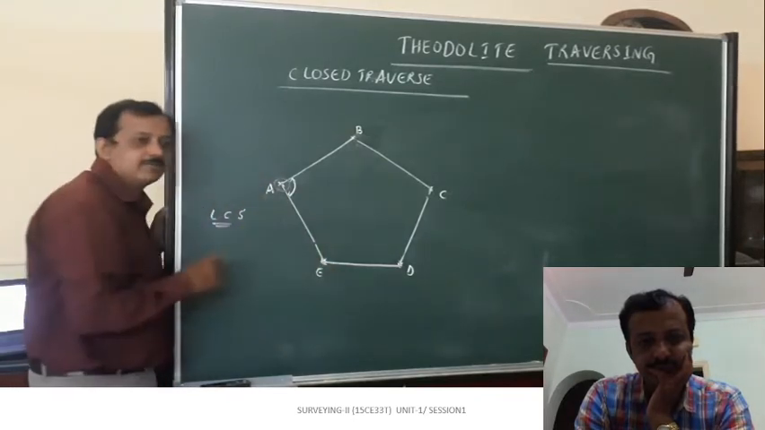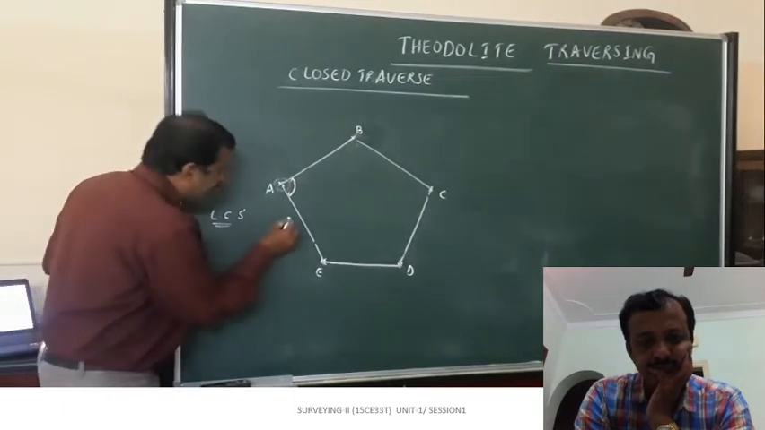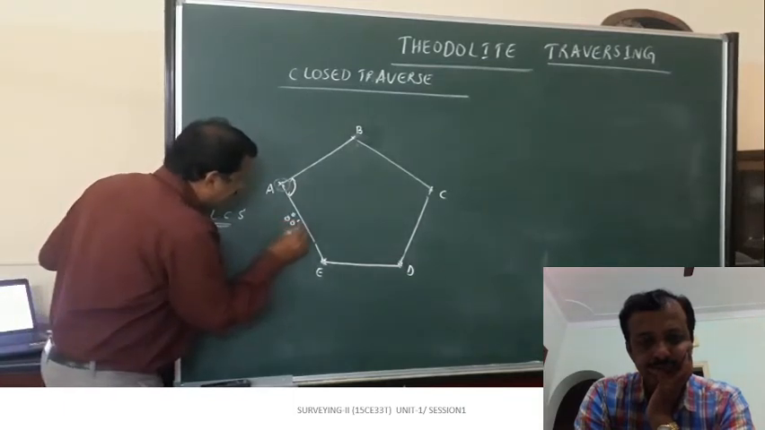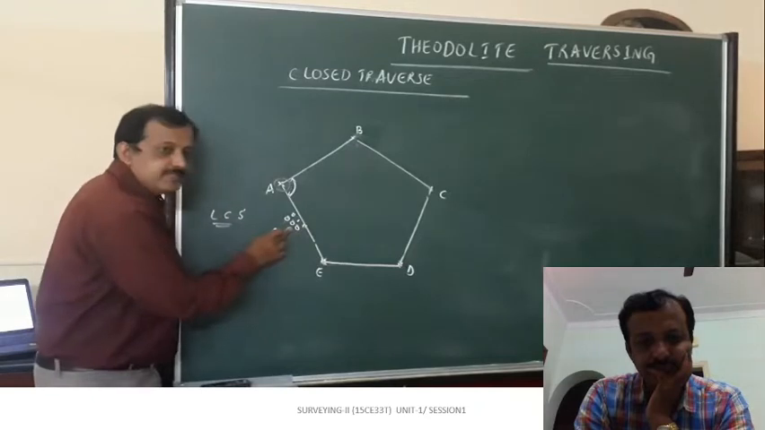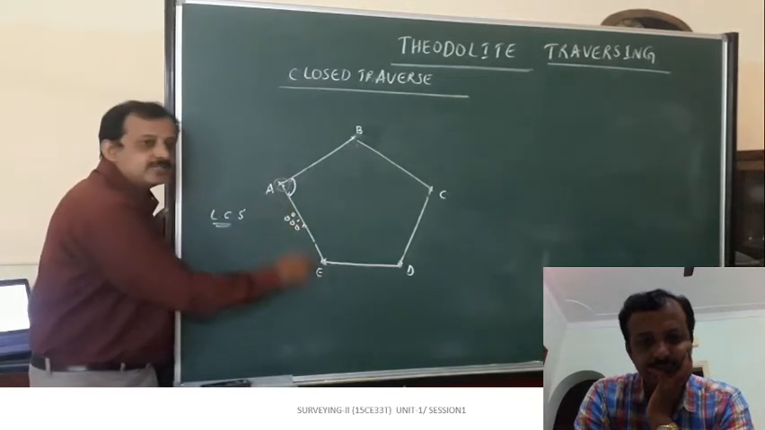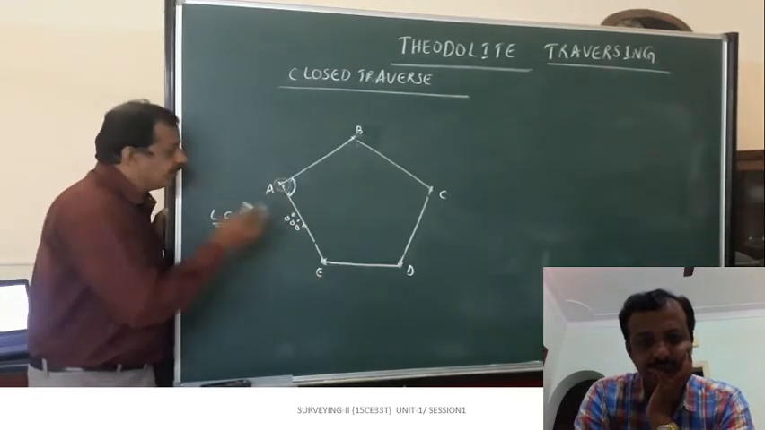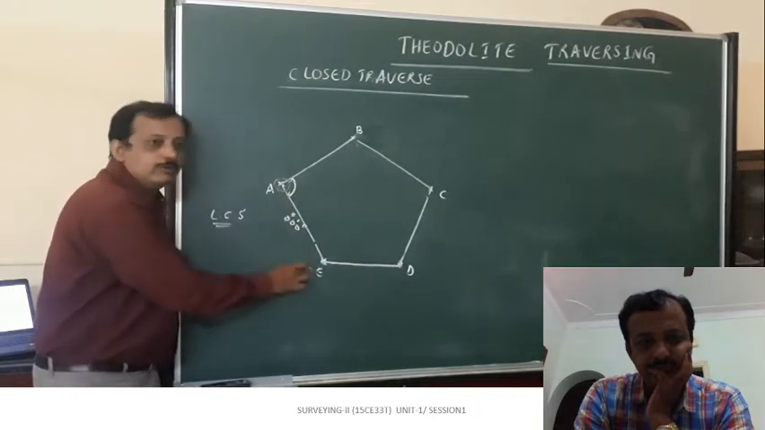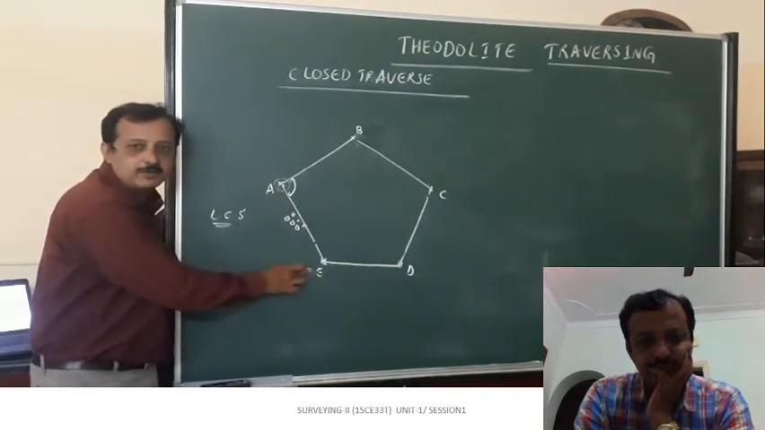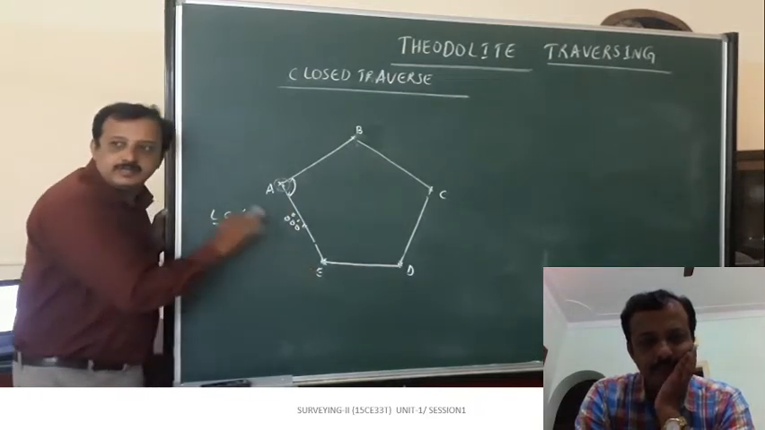Bisect station E. Then what will be the angle here? This line will be 0 degree, 0 minutes, 0 seconds. So the line AE has to be made 0 degree, 0 minutes, 0 seconds. Understood?